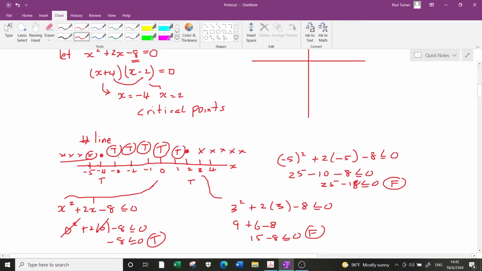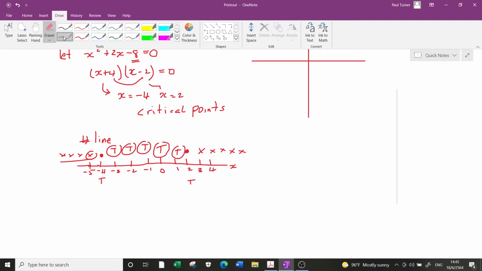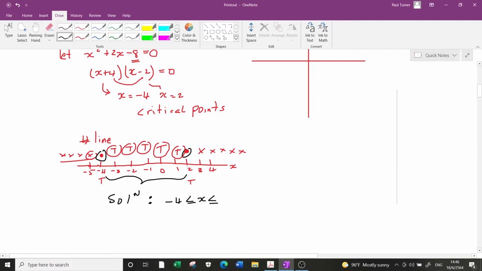So our solution is actually going to be all the numbers between -4 and 2. So our solution is going to be all the numbers between -4, including -4, up until 2 here. We write the left number first. And because we're including -4, we have an equal sign, less than or equal, and we have another sign the same here. And then we write 2 on the other end. So this is telling me all numbers between -4 and 2 inclusive.